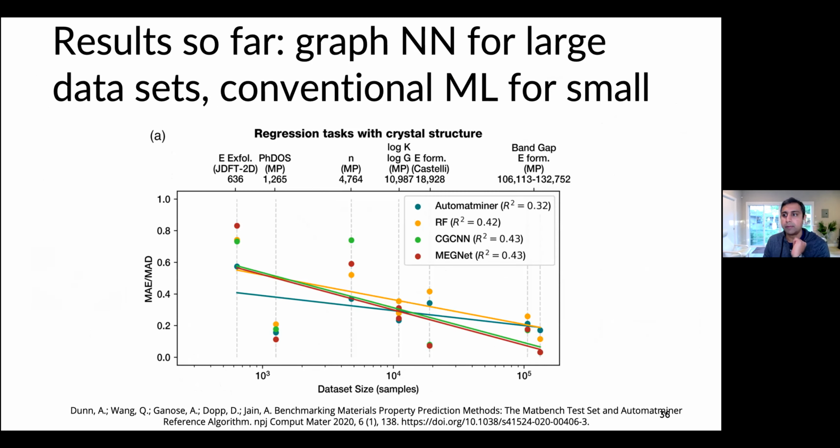So, so far what we're seeing, I kind of hinted at this earlier, is that some of the graph neural networks work very well for large data sets, whereas some of the more conventional methods seem to work better for smaller data sets. And so what we're seeing here is the data set size on the x-axis. And then this is a normalized error on the y-axis. It's a way of normalizing the error so that the different problems, which have different units and all that stuff, can all be on a consistent scale.